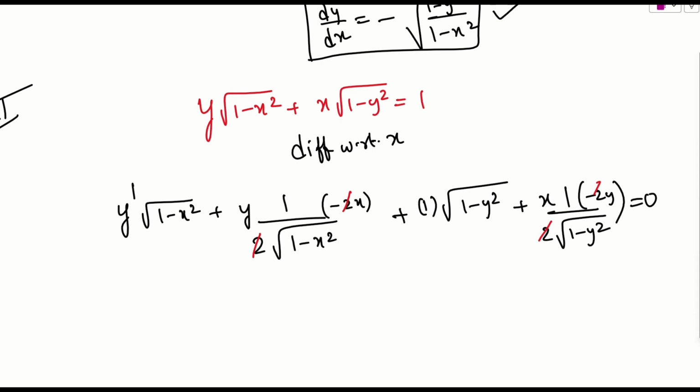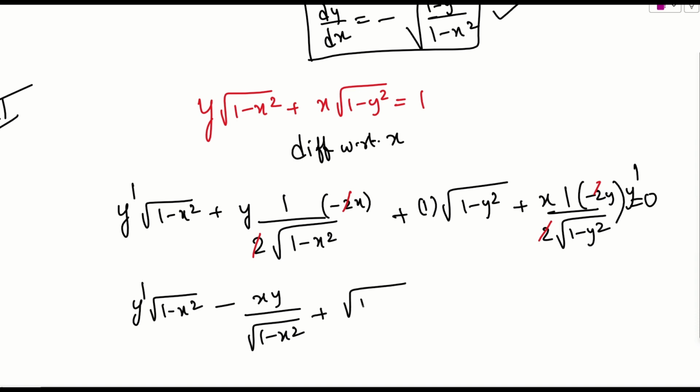Is it okay? Yes. After this, if you check clearly, I can cancel 2 here as well as here. So we have 2y into y dash. See here, we have y dash into root of 1 minus x square. Only one term should be there. Let me take it this way: minus xy by root of 1 minus x square plus root of 1 minus y square, minus, so this is xy into root of 1 minus y square into y dash equals 0.